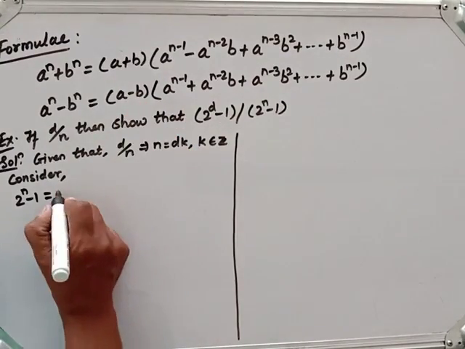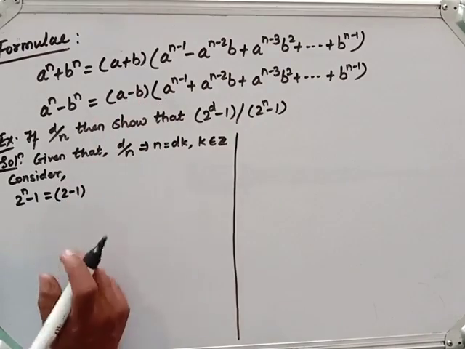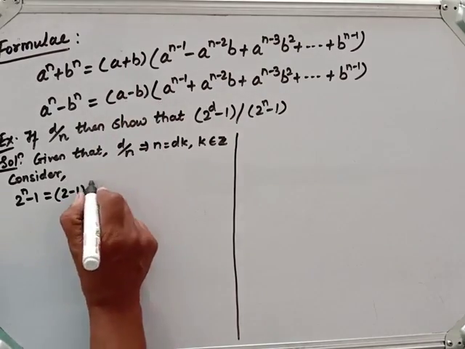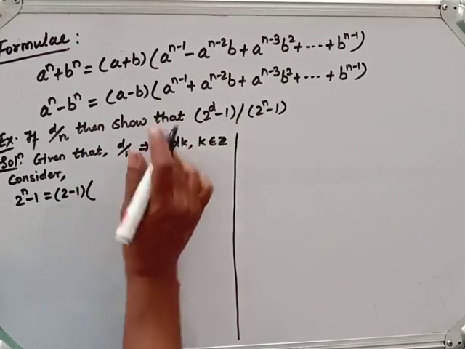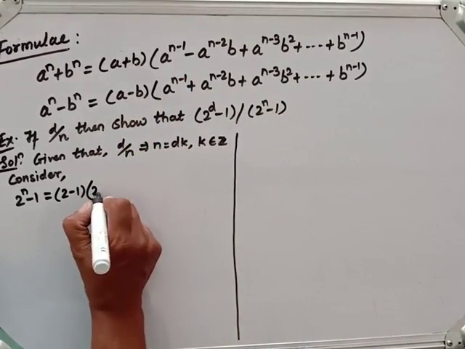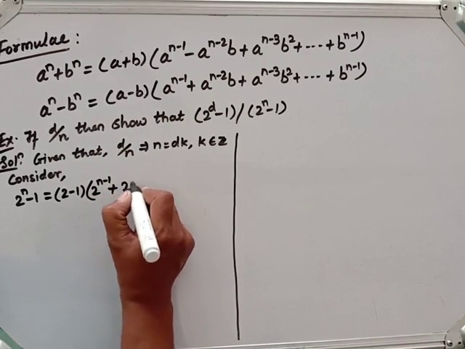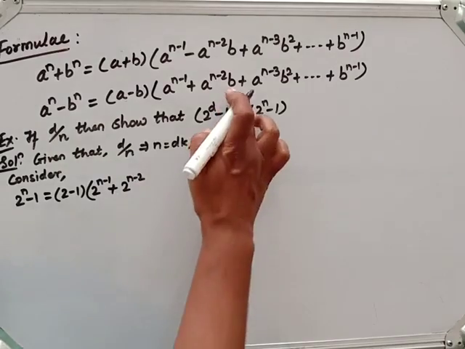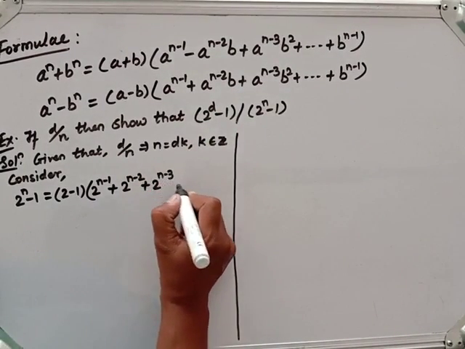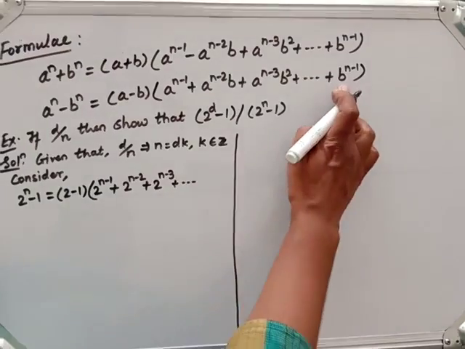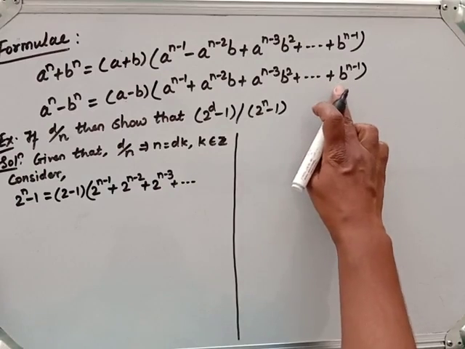This is 1. So here I must write 2 minus 1 first. A is 2, b is what? 1. Compare it properly. Then here, in the second bracket, what do I get? 2 raised to n minus 1, plus 2 raised to n minus 2, b is 1, again 2 raised to n minus 3, and so on up to b raised to n minus 1. The power of a is going on decreasing, so at last it will become 0.